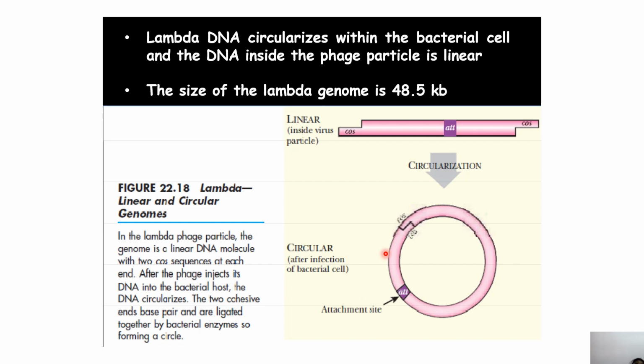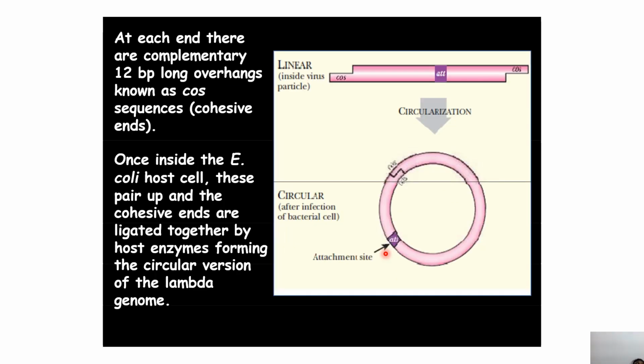In the lambda phage particle, the genome is a linear DNA molecule with a cos site on each end. After the phage injects its DNA into the bacterial host, the DNA circularizes. The two cohesive ends base pair and are ligated together by bacterial enzymes, forming a circle. At each end there are complementary 12 base pair long overhangs known as the cos or cohesive sequences. Once inside the E. coli host cell, these pair up and the cohesive ends are ligated together by host enzymes.